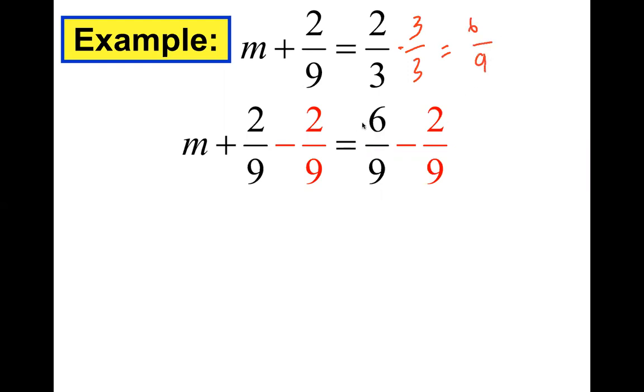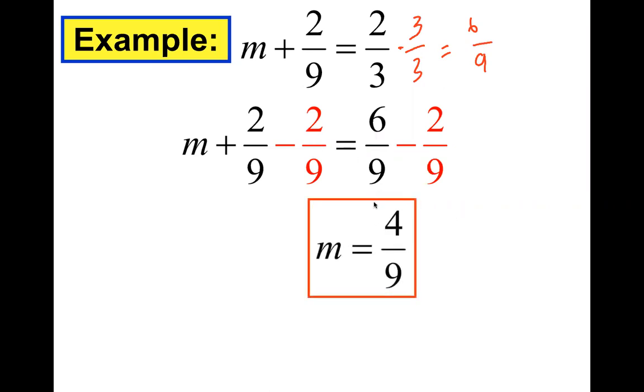Now that you have fractions with common denominators, you can go ahead and work this out. So once again, our addition of 2/9 is keeping our unknown variable m from being isolated. So we're going to undo that by subtracting 2/9 from both sides. Once you do that, you get m equals 4/9.